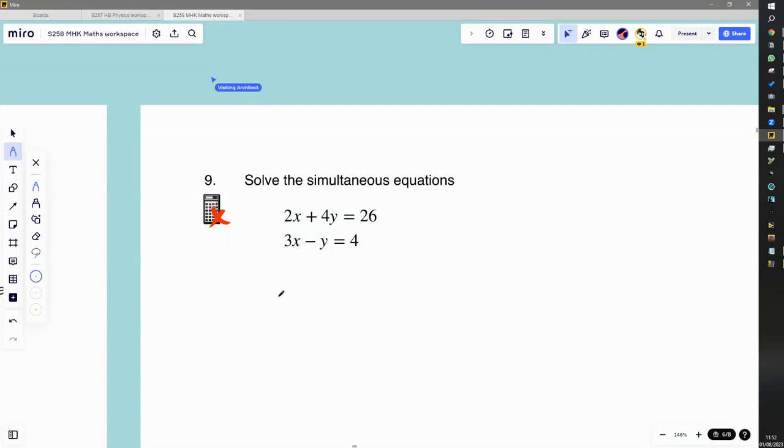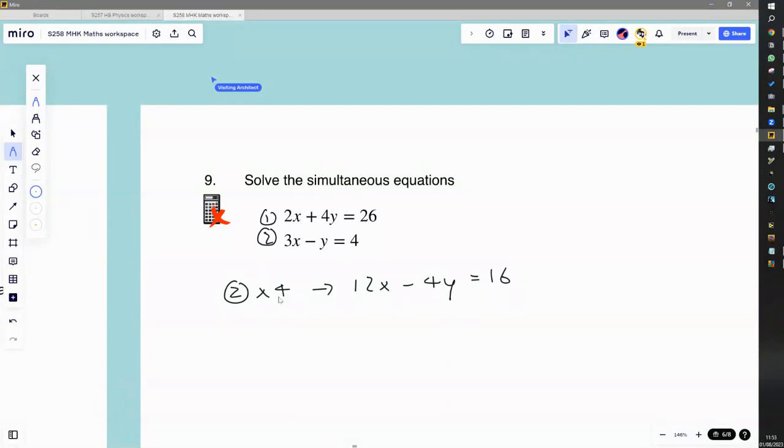Well, we can't just add or take away because nothing will cancel out. So what we would do first is let's number the equations: that's equation 1, that's equation 2. We take equation 2 and we first multiply it by 4, because if that is equal to 4, then 4 times this is equal to 4 times that. So equation 2 times 4 becomes, and you just multiply each term by 4, 12x minus 4y is equal to 4 times 4, which is 16.